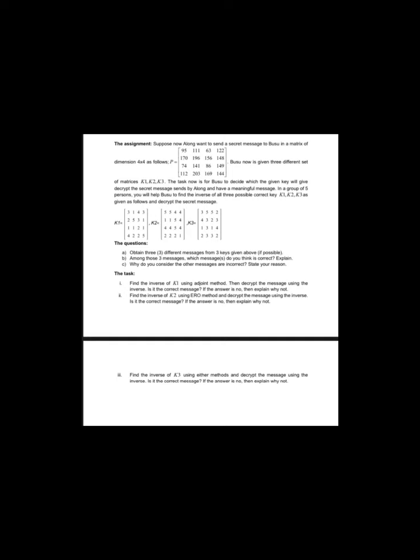State your reason. And the task that we have to do is to find the inverse of K1 using the adjoint method, then decrypt the message using the inverse. Is it the correct message? If the answer is no, then explain why not. And then we have to find the inverse of K2 using the ERO method and decrypt the message using the inverse. Is it the correct message? If the answer is no, then explain why not. And lastly, we have to find the inverse of K3 using either method and decrypt the message using the inverse. Is it the correct message? If the answer is no, then explain why not.